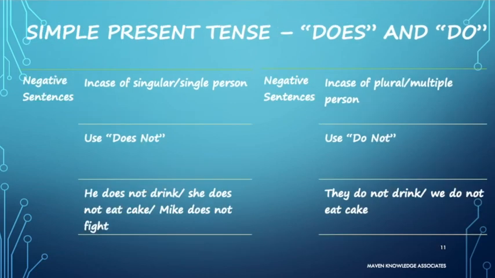In case of negative sentences, we use does not and do not. Does not in case of a single person and do not in case of multiple persons. He does not drink. She does not eat cake. Mike does not fight. They do not drink. We do not eat cake.